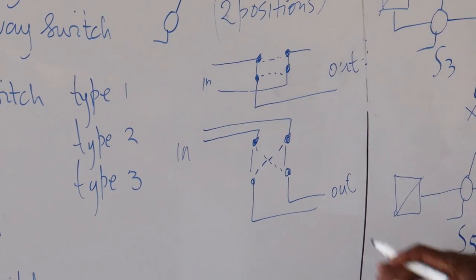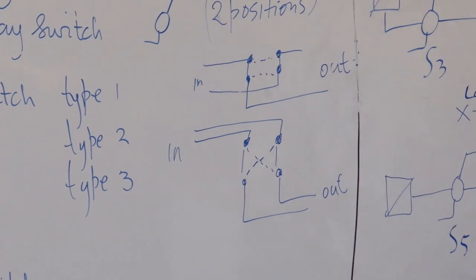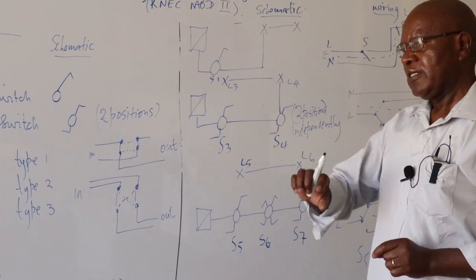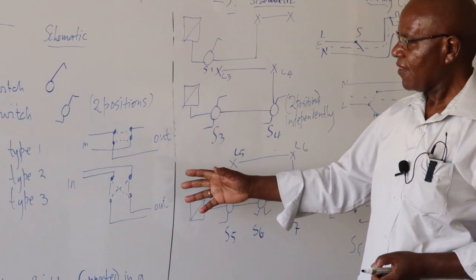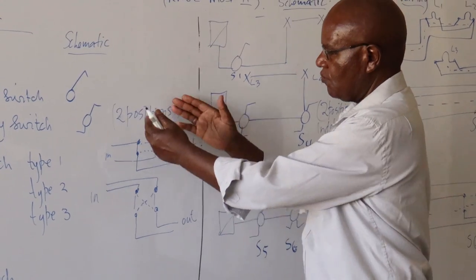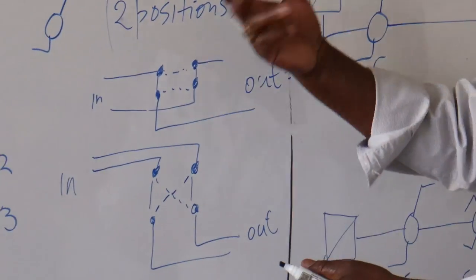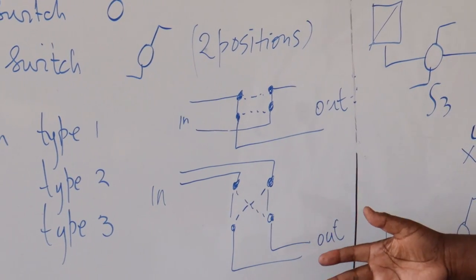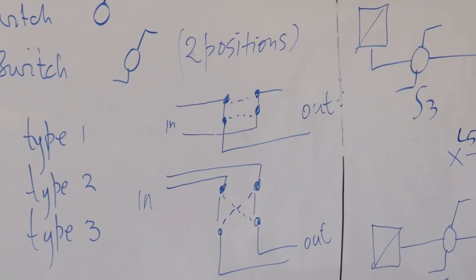Now, to know the type, whether it is a type 1 or a type 2, again, you need your multimeter, the continuity. Set it in the continuity range. And then you simply, in one position, you measure the continuity, you plot the ones which are connected. You flip over the switch, you measure continuity, and you draw the ones which are connected. And then you can tell which type it is.